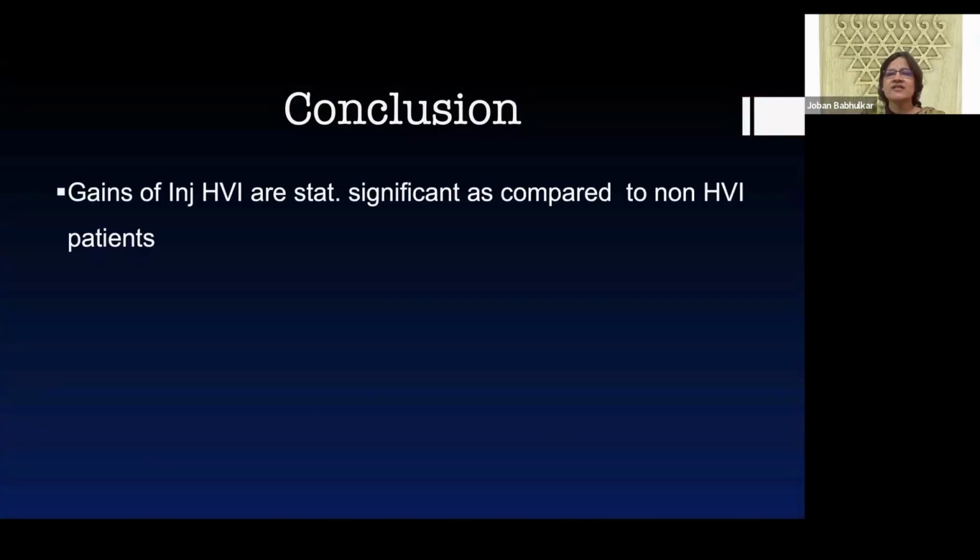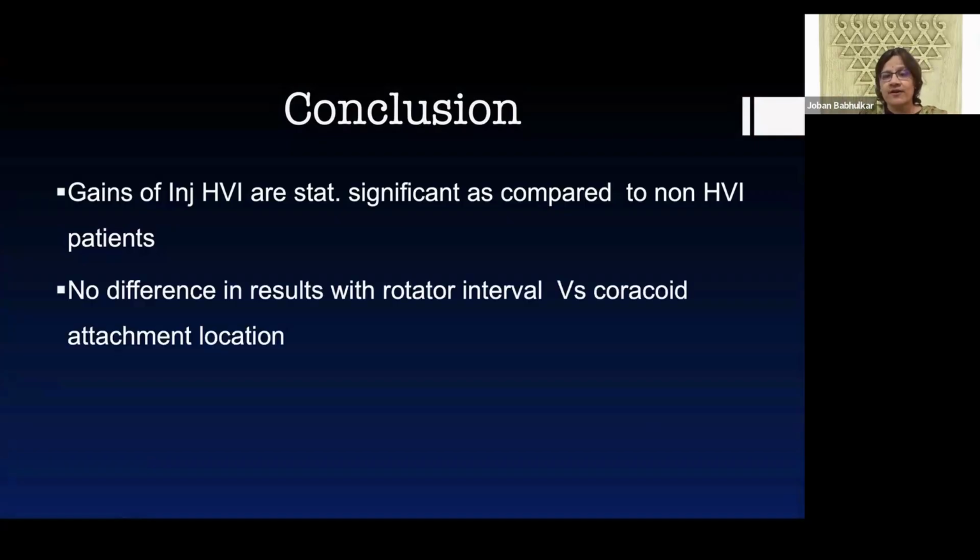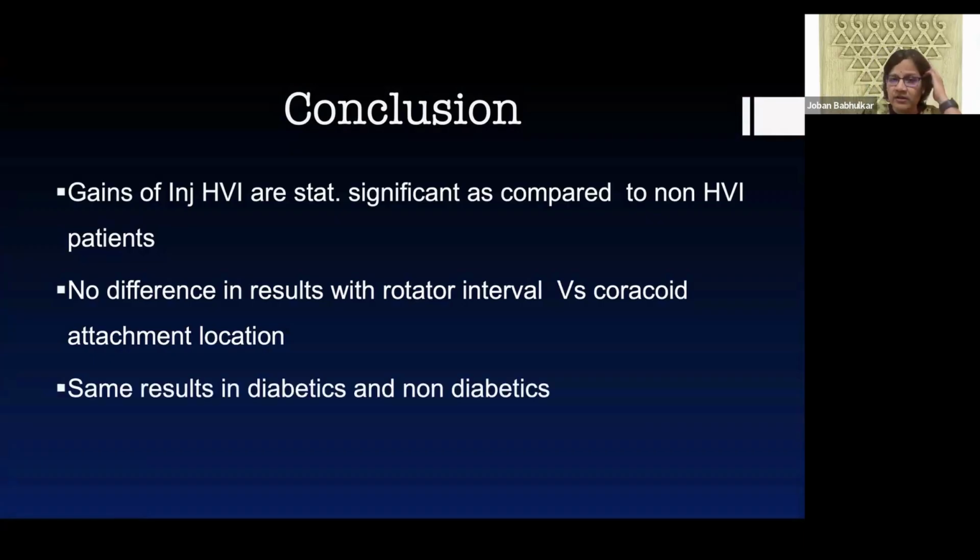First of all, the gains of injections are statistically significant as compared to patients who do not receive a HVI followed by rehab. There is no difference in results whether you inject at the rotator interval or at the coracoid attachment. This is most important. Whether we inject steroid or not, the results are the same. The steroid does not change the improvement in external rotation at all.